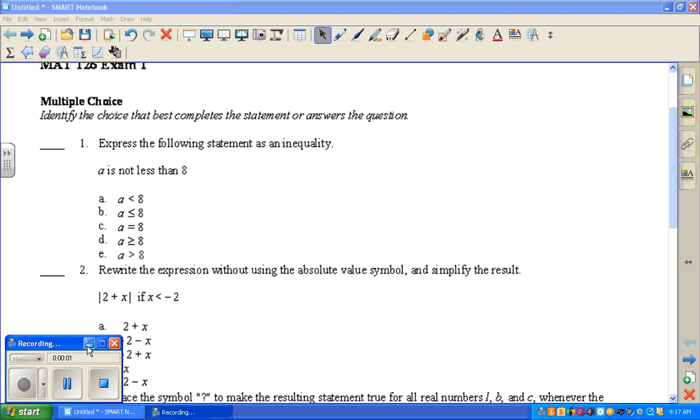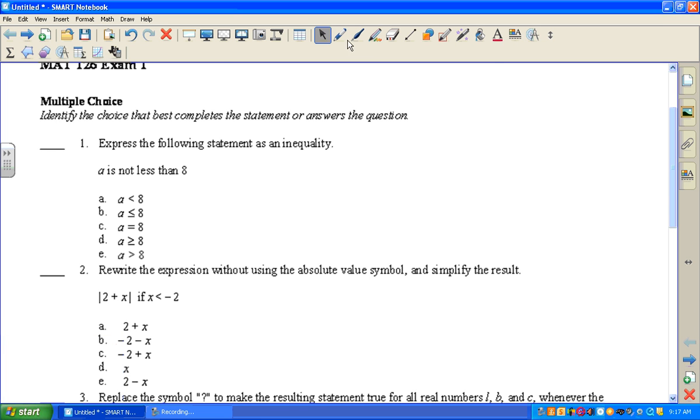A college kid. All right. How do you do number one? Let's start with Josie. Just a greater than or equal to. Right. Not less than 8 means the opposite. So the opposite is greater than or equal to.